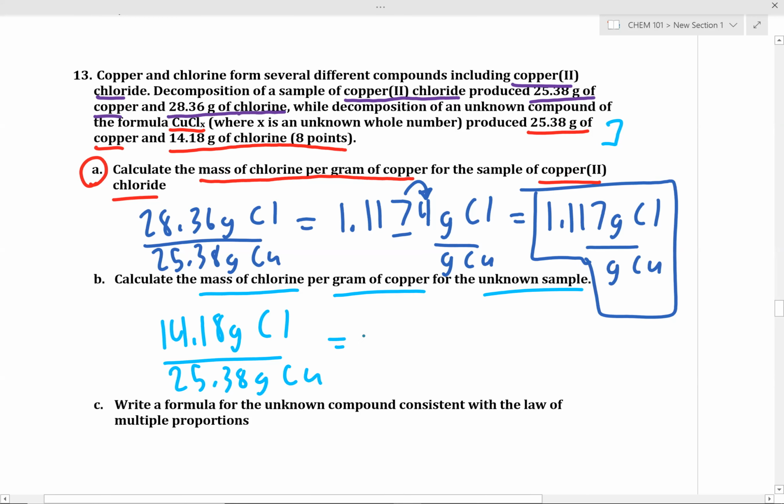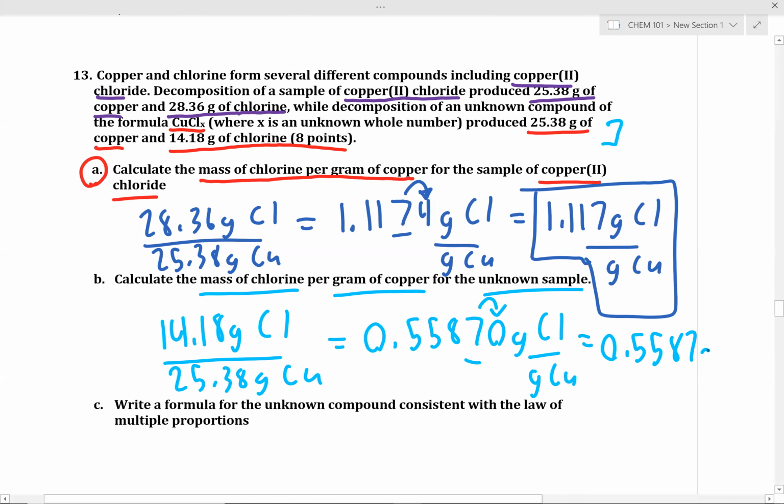So we just punch that into our calculator, 14.18 divided by 25.38, and that gives us 0.55870 grams of chlorine per gram of copper. We round it to 4 sig figs, and that gives us 0.5587 grams of chlorine per gram of copper. Does that make sense to everyone?